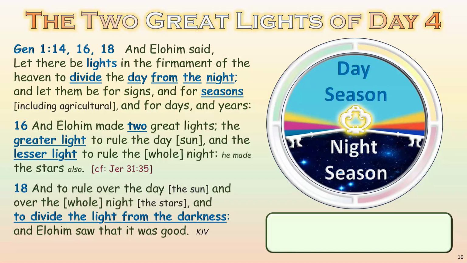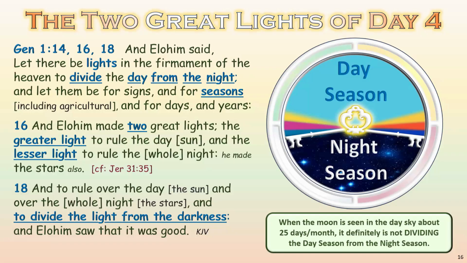And what do these two lights do? They rule over the day, the sun, and over the whole night, the stars. And what else do they do? They divide the light from the darkness. And Elohim saw that it was good. Now we have a really important comment down here in the lower right box.